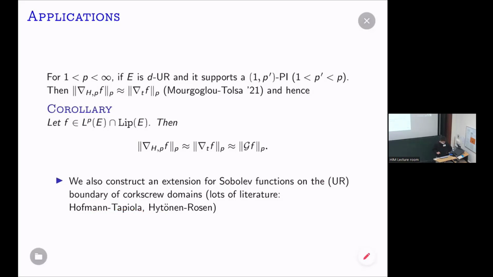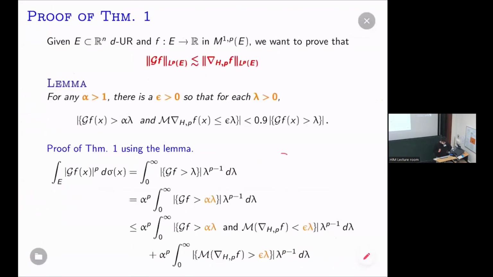Okay, so these are some applications, but now I'll go into the proof of the two main statements. So the first one was, if we have E, a uniform rectifiable set, and we have a function from E to R in the Sobolev space, then we want to prove this bound.